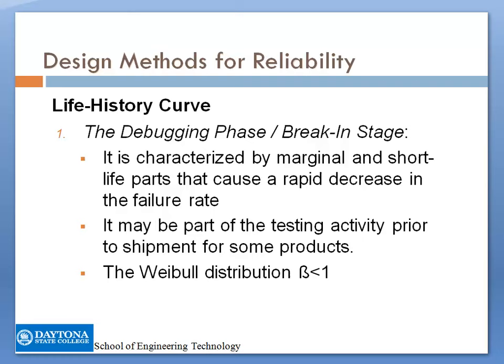So the first phase is characterized by marginal and short-life parts that cause a rapid decrease in failure rate. It might be part of the testing activity prior to shipment for some products. And here you're going to be using more the Weibull distribution, where beta is less than 1. Remember that they are different, and when we use reliability, we're going to be using a lot of continuous types of distributions. We're going to be using the normal, the chi-square, the Weibull, the exponential. Those are the types of probability distributions that we use in reliability.